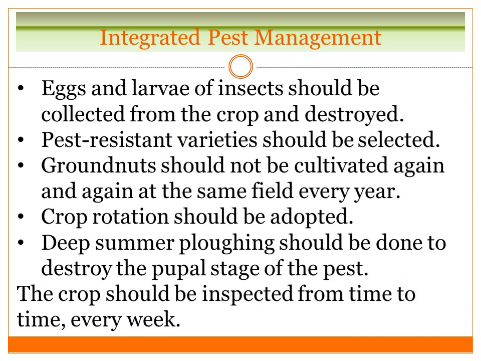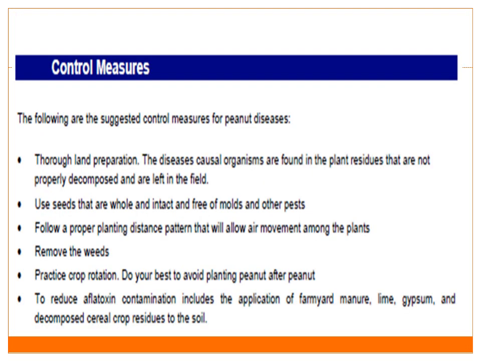So like we discussed a while ago, eggs and larvae of insects should be collected from the crop and destroyed. We can use the pest-resistant varieties, and groundnut should not be cultivated again and again at the same field every year, and crop rotation should be adopted, and we need to do deep summer plowing so the pupal stage of the pest can be destroyed. And the crop should be inspected from time to time, and especially if we can do it every week, then better. This one has the same control measures as before.